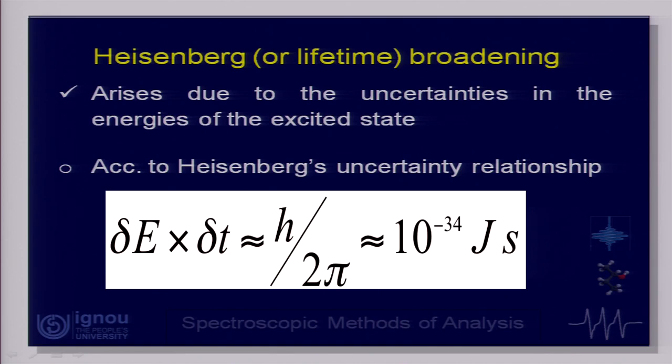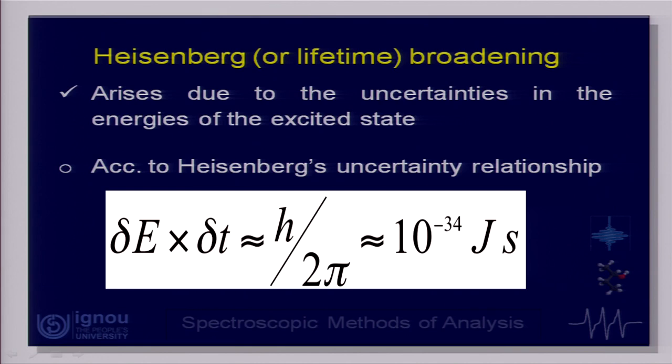There is another equivalent expression for the Heisenberg uncertainty principle: delta E into delta tau, where tau is the lifetime, or delta t, the time you can take, is approximately equal to h cross, which is about 10 to the minus 34 joule second. Now, suppose a system has a ground energy level and an excited state. If a system is in the ground state, it can stay there for all times. Nothing will happen to it. That means the system is very stable.